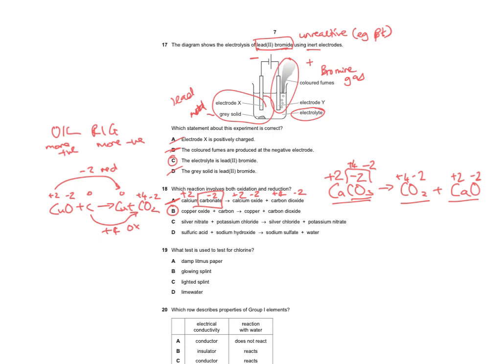What is the test for chlorine? So damp litmus paper, glowing splint, lighted splint, or lime water. So we've got CO2, hydrogen, oxygen. So if you weren't sure, you could rule it out in that way. Because I know a lot of people get confused with chlorine, but they usually know these two.